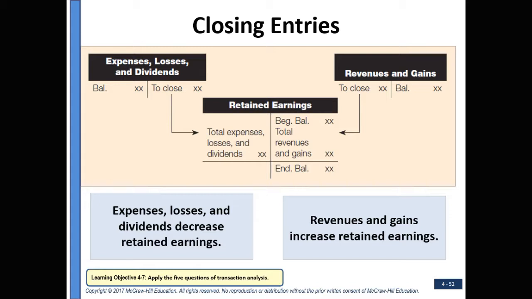The normal balance for revenues and gains accounts are credit balances. To close them out, the closing entry for these accounts is a debit to the respective revenue or gain and a corresponding credit to the retained earnings. Revenues and gains increase retained earnings.